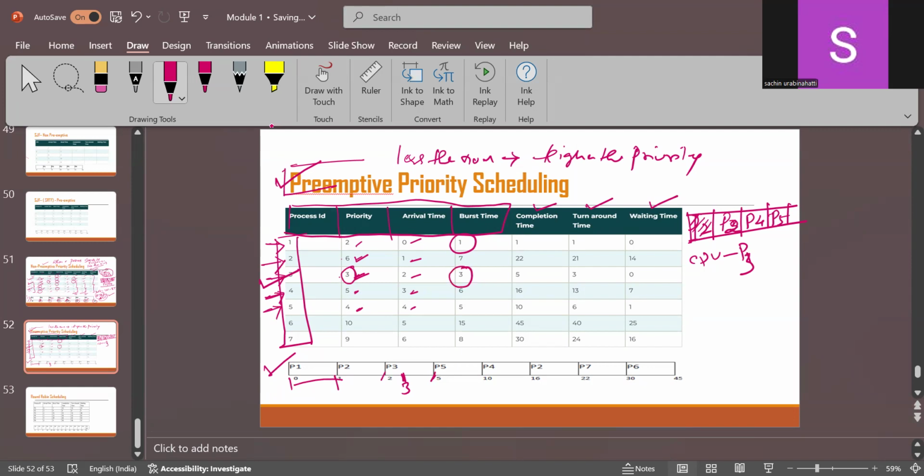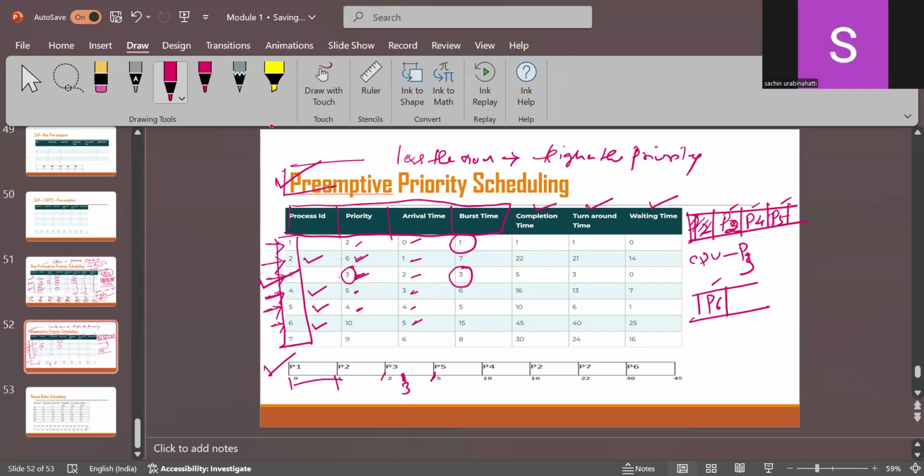completes its execution. So at the fifth unit of time, there is one more process, P6, which comes into the queue. Correct? So now, when P3 completes its execution, which are the processes in the queue? It is P2, P4, P5, and P6. Correct. P2 is there in the queue, P4 is there, P5 is there, and P6 is there.